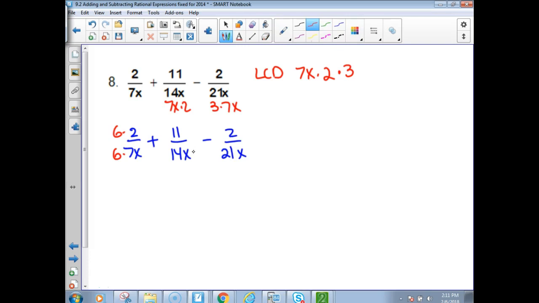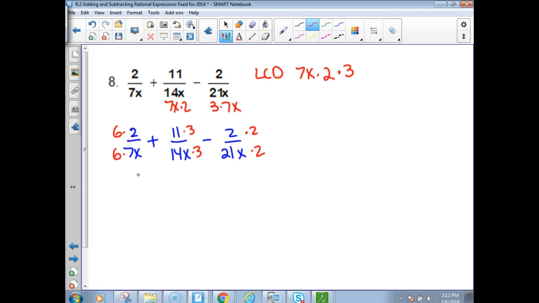All right, the second fraction, I have a 14x. That takes care of the 7x and the 2, so I need to multiply the second fraction by 3. Top and bottom. Doesn't matter where you write it. And the third fraction has the 7x times 3, so I need to multiply it by 2. Top and bottom. Okay, so after this one example, I'm not going to write as much. I'm going to try to show you a step to skip.